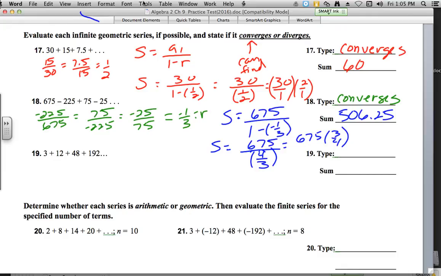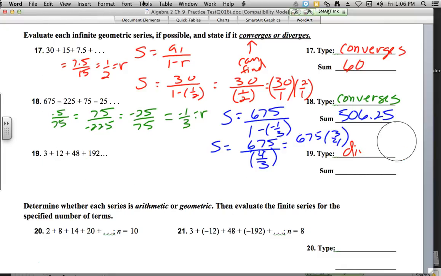geometric series. Now, number 19, we take a look at this one, and I notice they're multiplying by 4 each time. Well, that's not a fraction between 0 and 1, so we can't find this. It is going to continue to get bigger and bigger and bigger. So this series diverges, and we are not going to be able to find the answer. So the first two we could, both of them converged because r was a fraction between 0 and 1. But if it is a number that's bigger than 1, then we just can't find it.